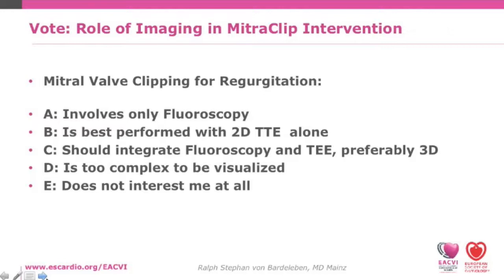So we're coming to the first multiple choice question. Which do you think is the role of imaging, before we come to the slides there, in mitral clip intervention? Mitral clipping for regurgitation involves only fluoroscopy, is best performed classically like in 2009 with 2D TTE alone. It should integrate fluoroscopy and TEE, preferably 3D. It is all too complex to be visualized, or, and I hope this is not the case, it does not interest you at all. Please vote.